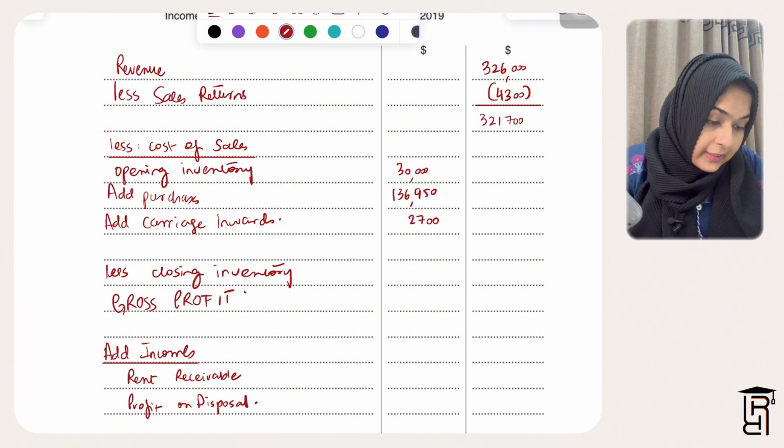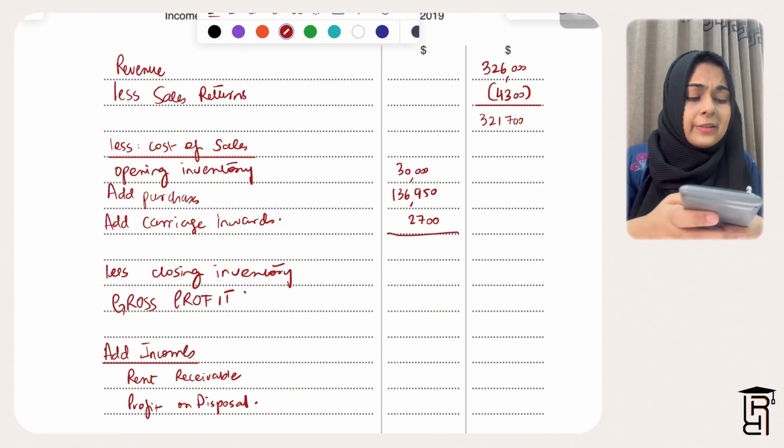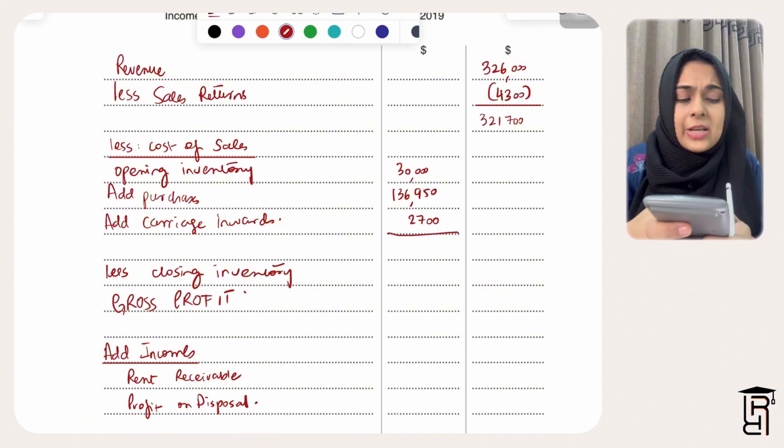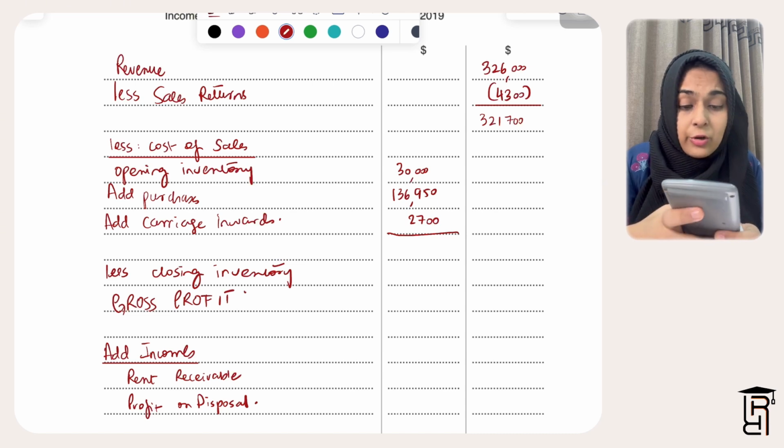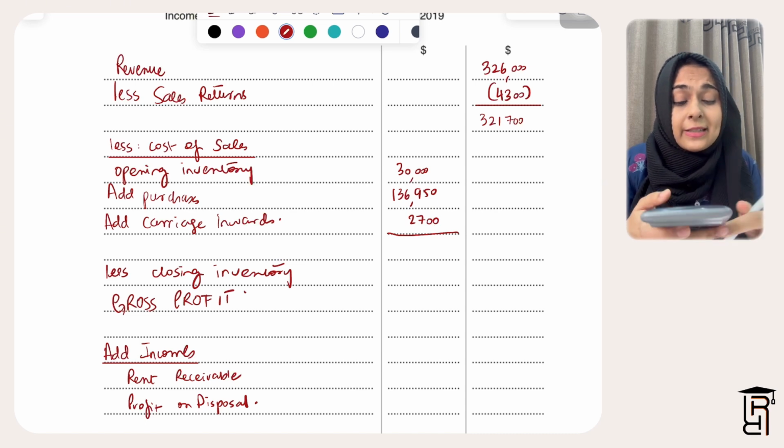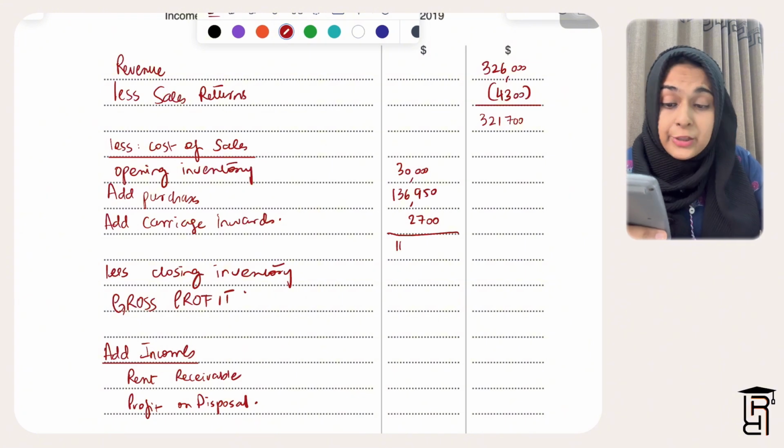And then when I add all these, I should have other things as well, like purchases returns, which is also part of the cost of sales section. Similarly, drawings of goods is also part of the cost of sales section, but it is not in this particular case.